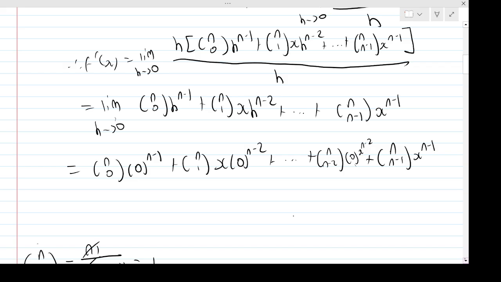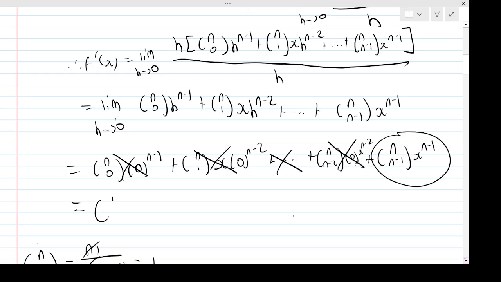So actually, what do you spot? Basically, when h goes to 0, every single term except the final term has a 0 in it now, because every single term had an h in, but h is 0. So this goes away, all these terms in between go away, and this goes away, because all of that has a 0 in it. So we're left with n choose n minus 1, x to the n minus 1. And that's basically it. But there's one final thing.